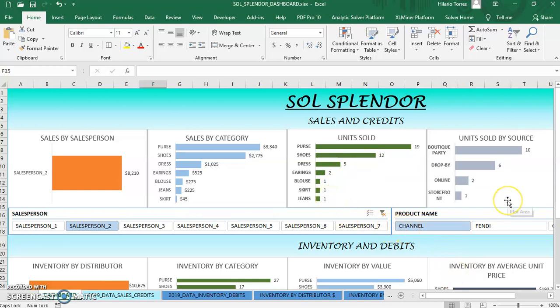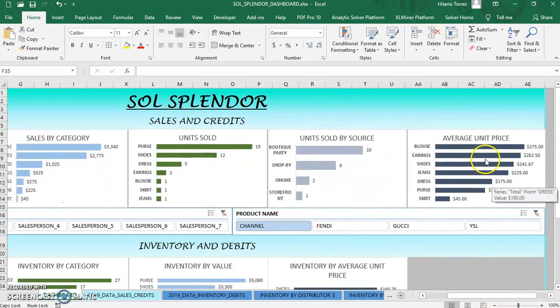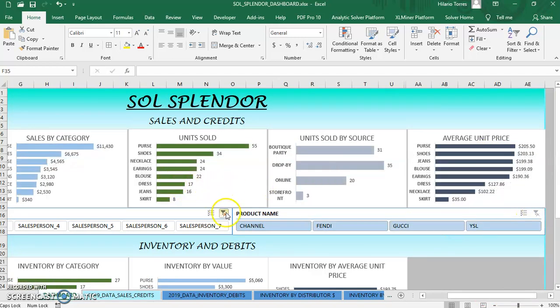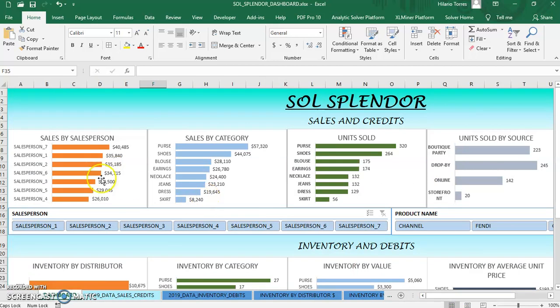And then you can break it down even further. Out of all those sales, they sold 10 at the boutique party, 6 happened to drop by and they sold them for you, 2 were online sales and 1 was a storefront sale. And then your average prices. Average price of the blouse was this, and so on and so forth. And then once you're done looking at that, you can just hit the reset button, and see how it all just goes back to all of your data. That's for the entire time period.